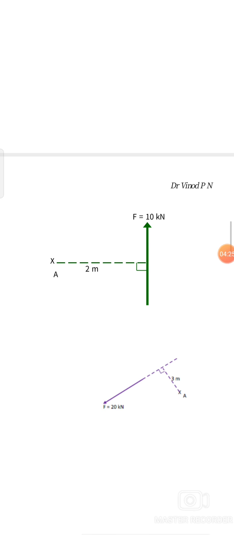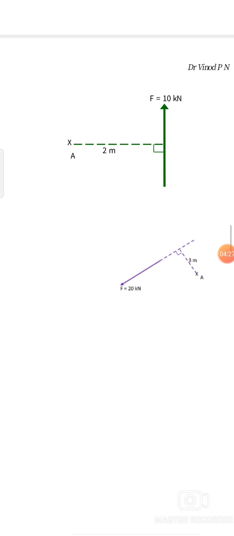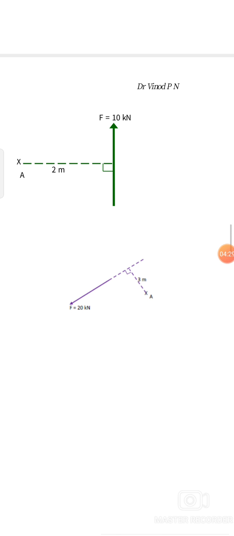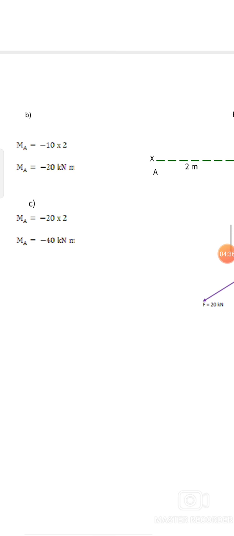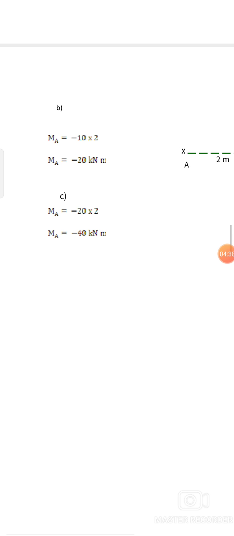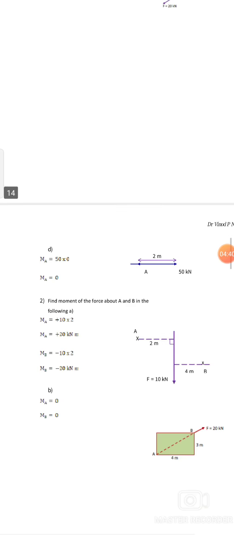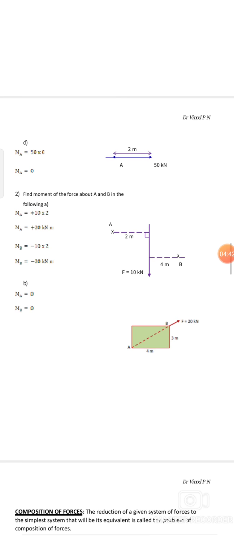In the third case, we can see here it is inclined, and we have to see that the force is perpendicular to the distance. So 2 meter towards point A and F is 20 kilonewton. Which has to come towards point A, then it is minus 20 into 2, that is minus 40 kilonewton meter. Then the fourth example.